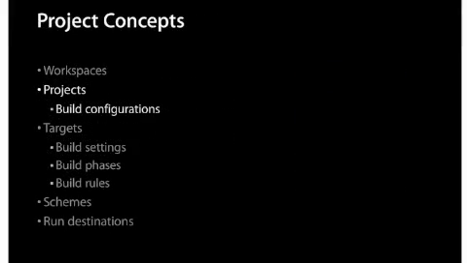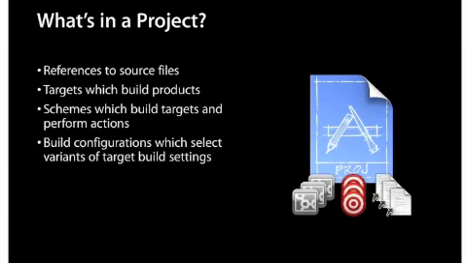Now let's talk about projects and about build configurations. A project contains references to your source files and resources, targets which process those source files to produce your product, and schemes which build those targets and perform actions on their products. Projects also contain build configurations, which allow you to specify different values for your build settings for debug and release over any other custom configurations you've created.